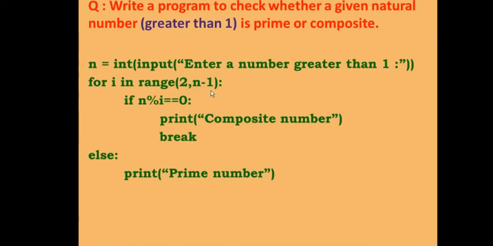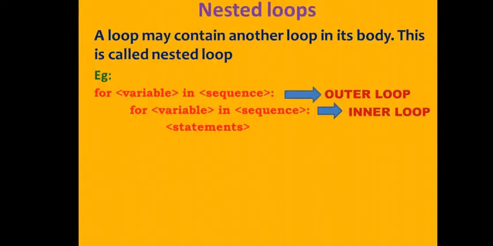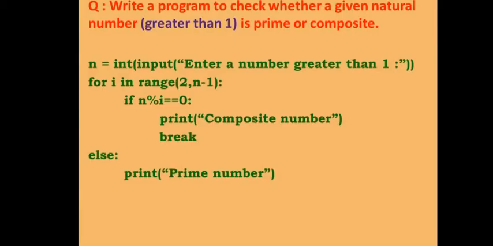Obviously, it will be ending with n minus 2. If n mod i equal to 0, suppose n is getting divided by any number and the remainder is 0, it is obviously a composite number. So we are printing this statement, print composite number, and after that the loop is over. So we have given the break statement.